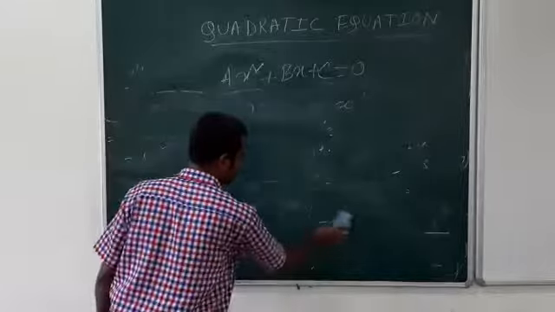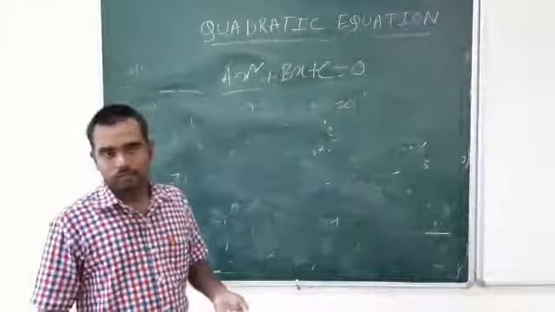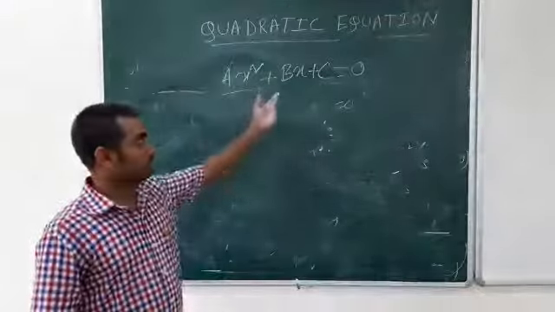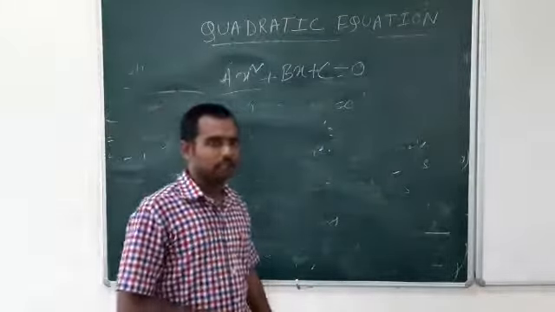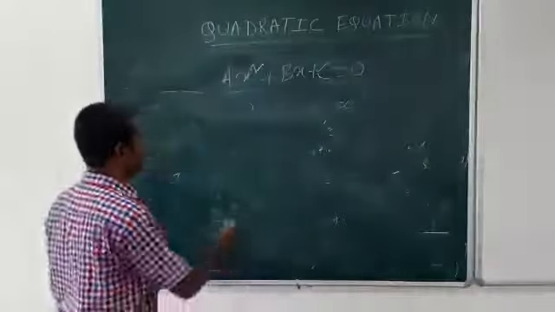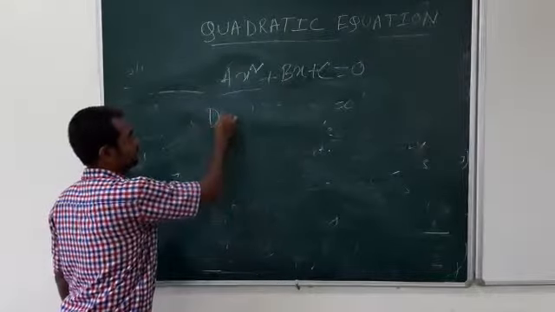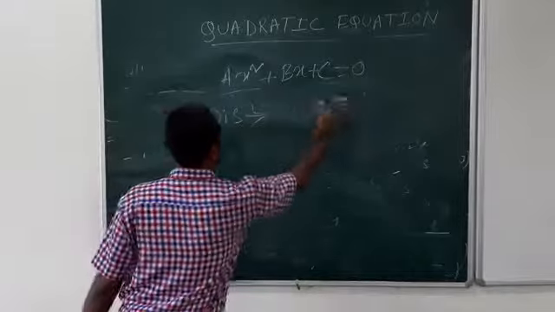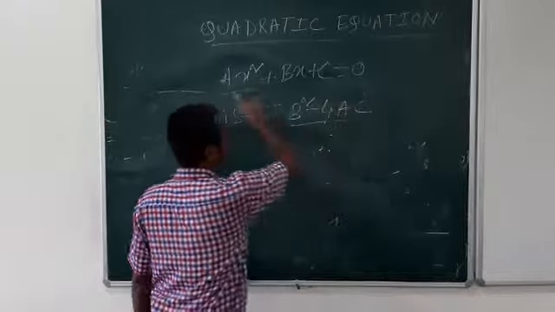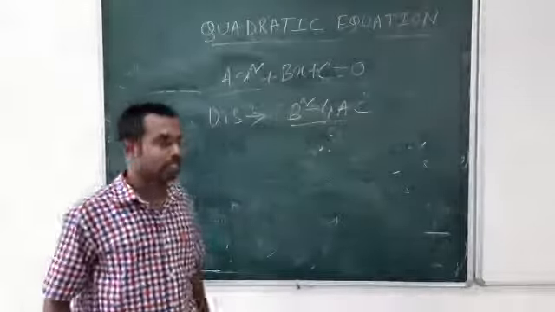Now, without factorization or applying the quadratic formula, we can identify the nature of the roots. So how can we identify the nature of the roots? One term is called the discriminant. In short form, it is written as D. It is b square minus 4ac. If the quadratic form is like that, then the discriminant is b square minus 4ac.